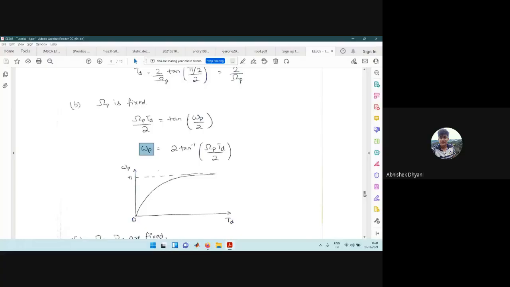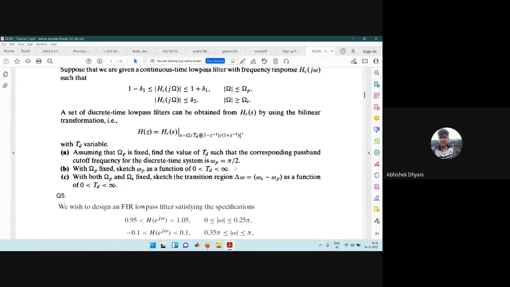Now let's look at the third part. Now it is saying that both capital omega p and capital omega s are fixed. We can now sketch the transition region. So we have to sketch the transition region, which is delta omega, which is omega s minus omega p, which is the stop band frequency minus the pass band frequency in the discrete time. And we have to plot it versus TD from 0 to infinity. So let's see how this looks like.